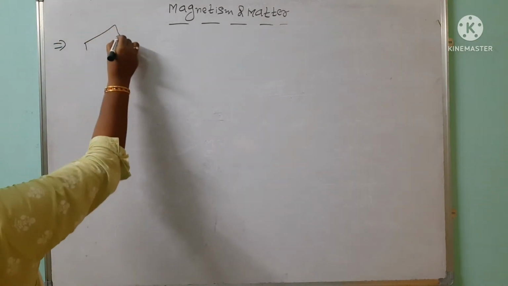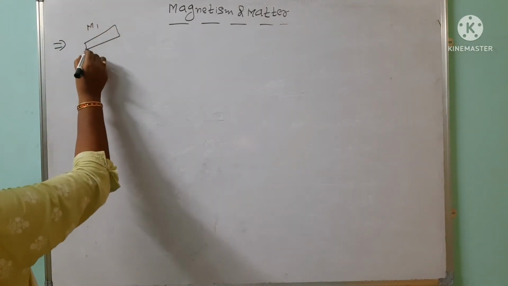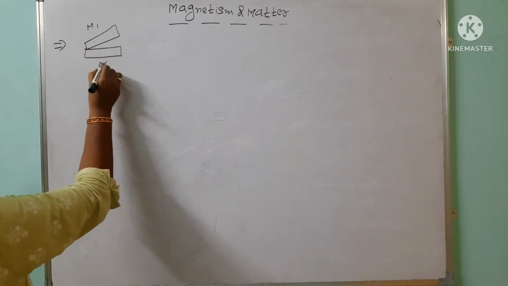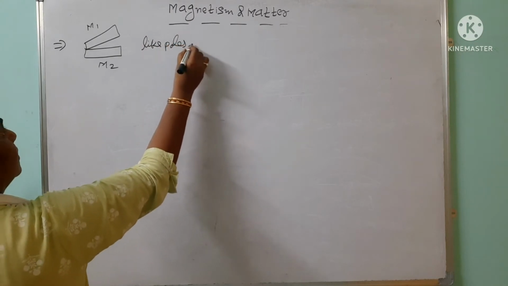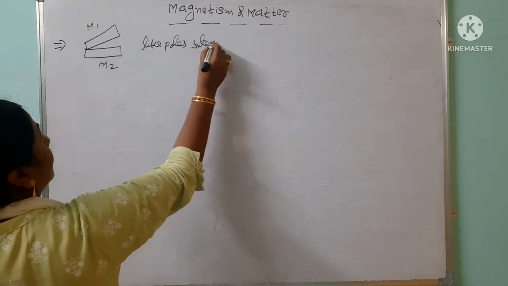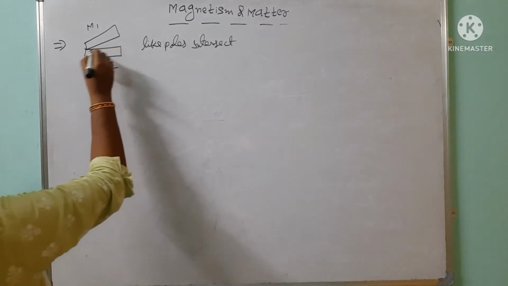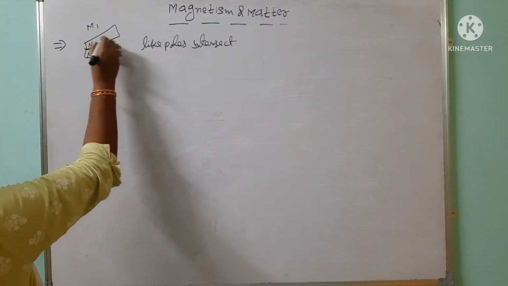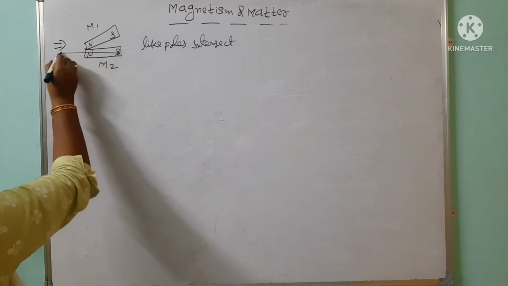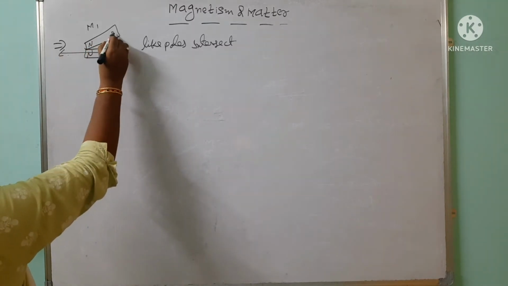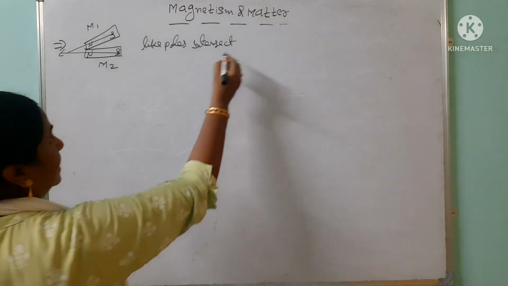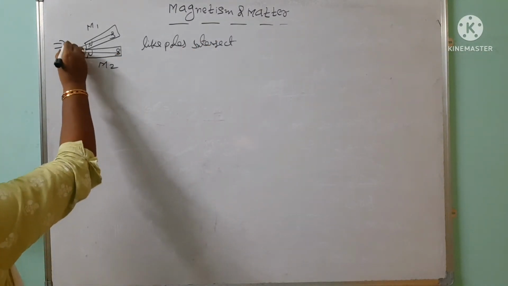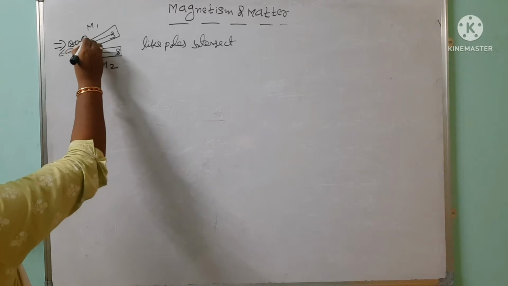See, this is a magnet of moment M1 and this is a magnet of moment M2. Here we are taking like poles intersecting. Here north pole, south pole, and here also north pole, south pole. See, the direction is south to north, and here also south to north. So what is the angle? How to take this? Here the angle is theta, and we are getting the resultant magnetic moment. This is 180 minus theta.